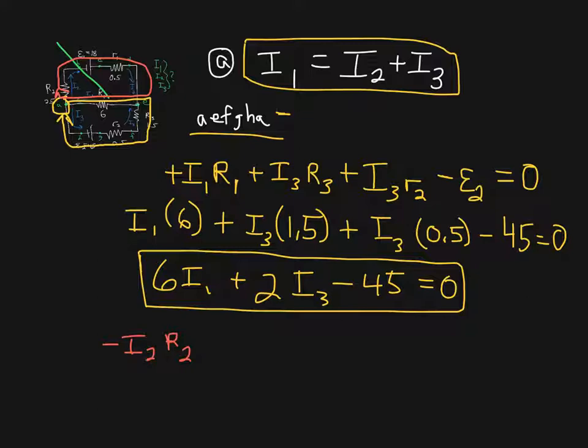And then I keep going around, and I reach my battery. When I'm at my battery, I'm going from the negative side to the positive side. So is that going to be an increase or a decrease? The negative is low. I have to get high. You need to go from the negative to the positive, so I need to add. Yeah. So I need to add E1.